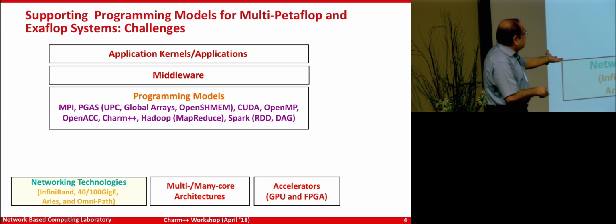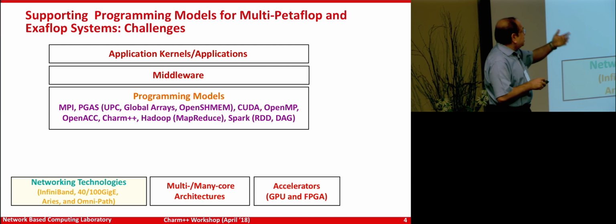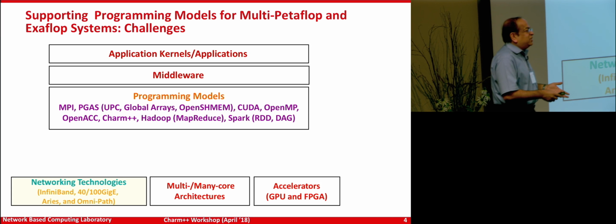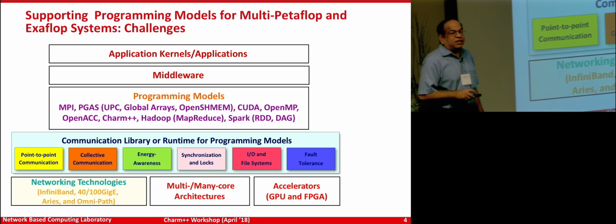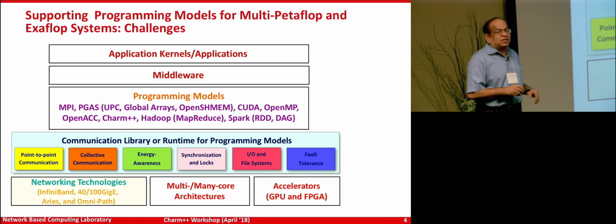How do we take all the cool things from here, pass them through the programming models and then give them to the application people? Somebody might be just running MPI or Charm++ or some layer. They don't want to know about all these details. Of course, you can go and try to program it at the very bottommost level, but nobody does that. So this is where the library and runtime comes in, and you can put all these individual components: how best you can do point-to-point, collective, energy awareness, synchronization, IO file system, fault tolerance, the list keeps on going.